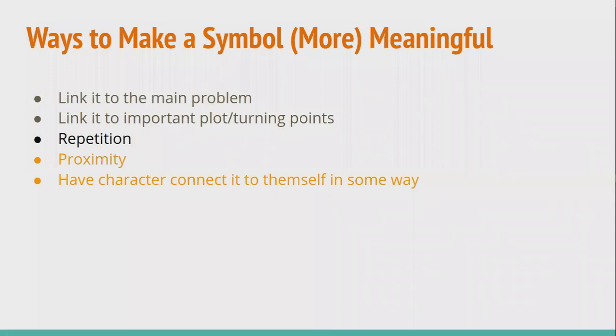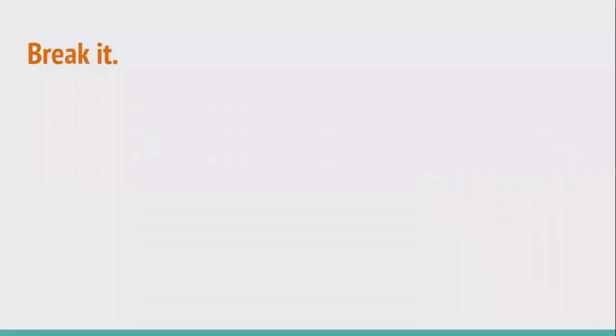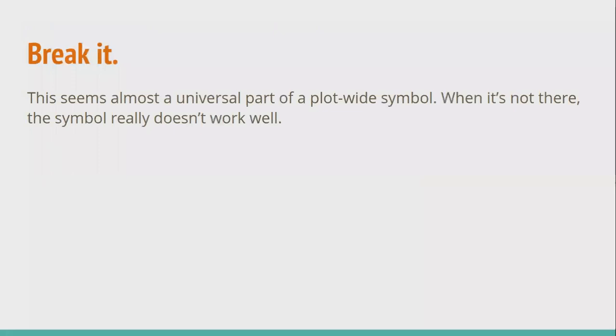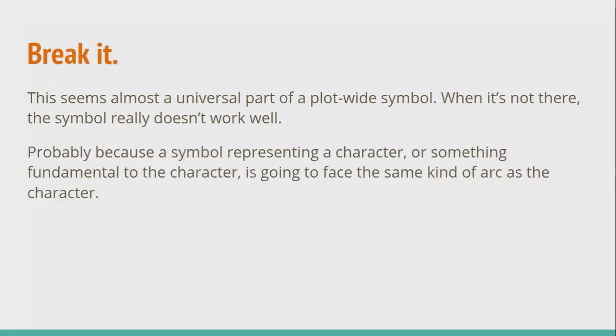So after you've introduced it, made it meaningful, and repeated it, you have to break it. This seems almost a universal part of a plot-wide symbol. When you don't break the symbol in some way, it just doesn't work well. It's not nearly as powerful. I think this is because, especially when a symbol is representing a character or a character arc, or a relationship, something fundamental, it's going to face the same kind of arc as the character. So when the character is breaking, or their false beliefs are breaking down, or their heart is breaking, they're going to that dark night of the soul, it follows that if this symbol is tracking with them, it's going to break as well.